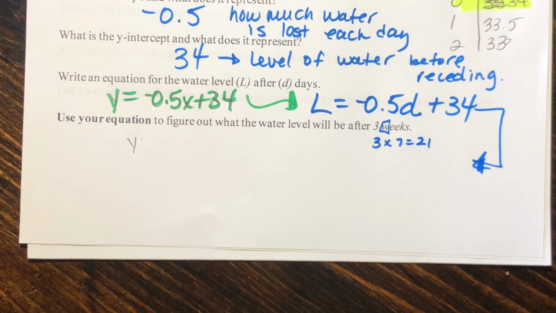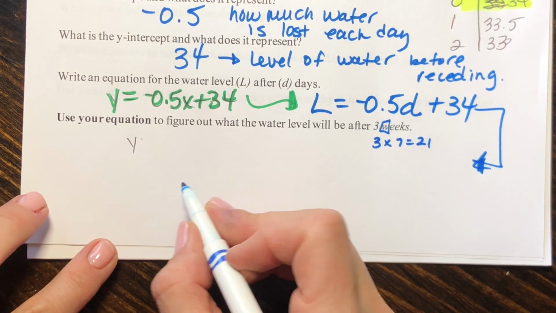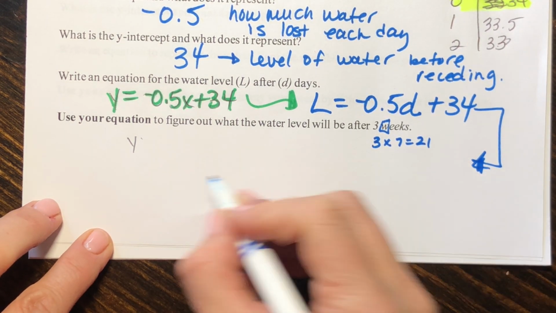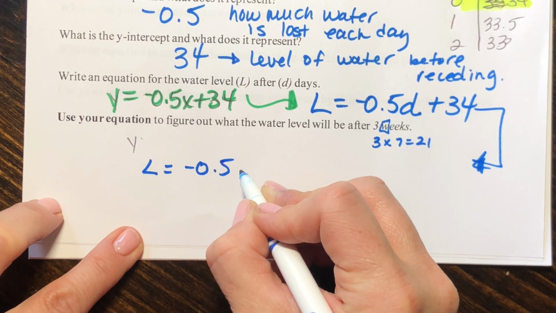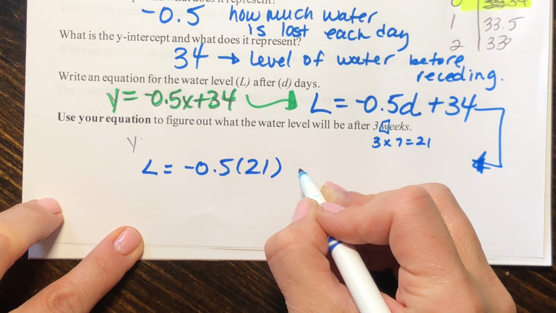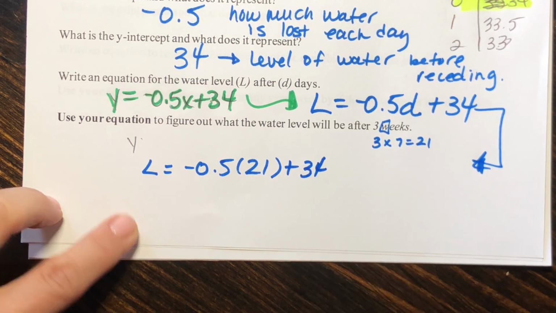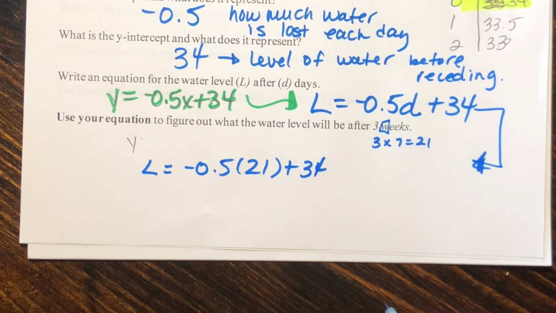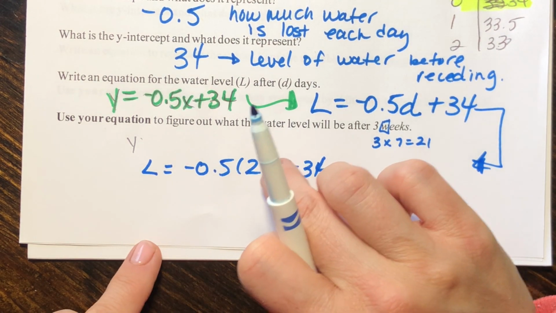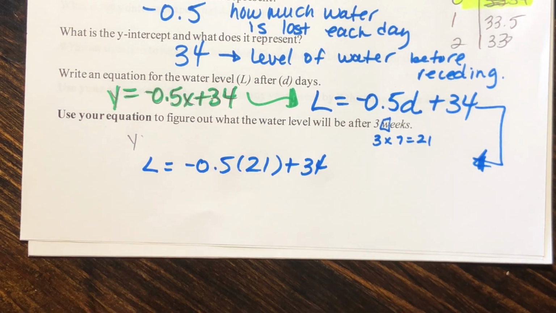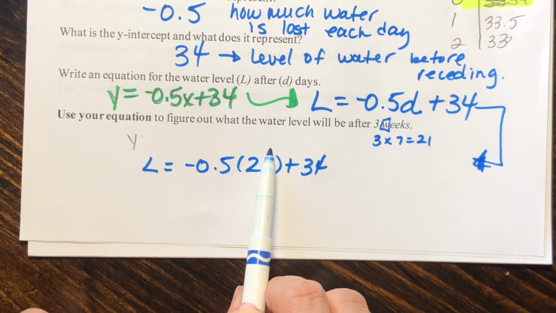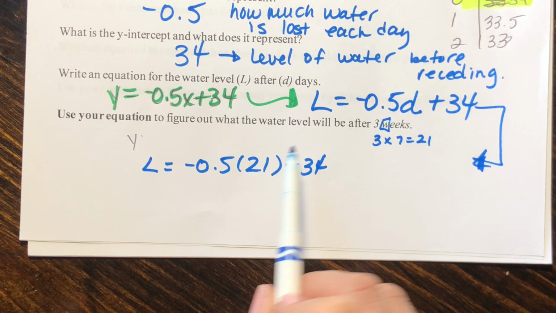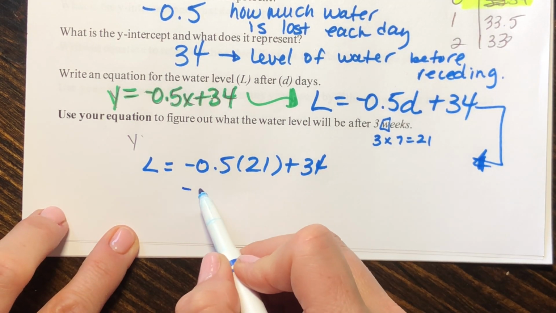21. So what we are going to do here is take this and this is going to be the D. So I'm going to say the L is equal to negative 0.5 times 21 plus 34. And you are going to do a little bit of math in your head right here. This is just taking half. If I'm taking half of 20, that's what? Half of 20 is just 10. So half of 21 would be what? 10 and a half.